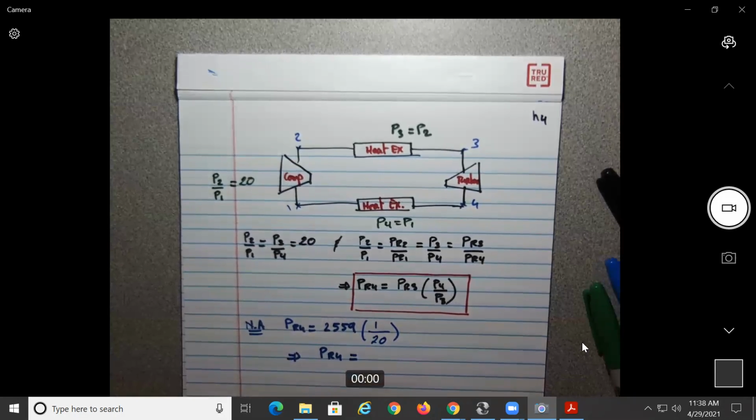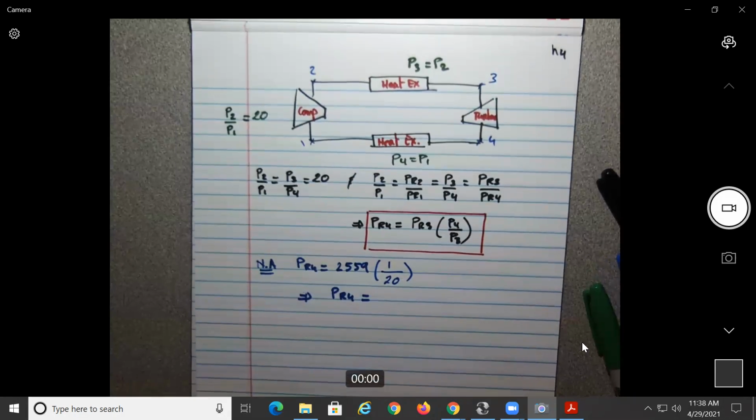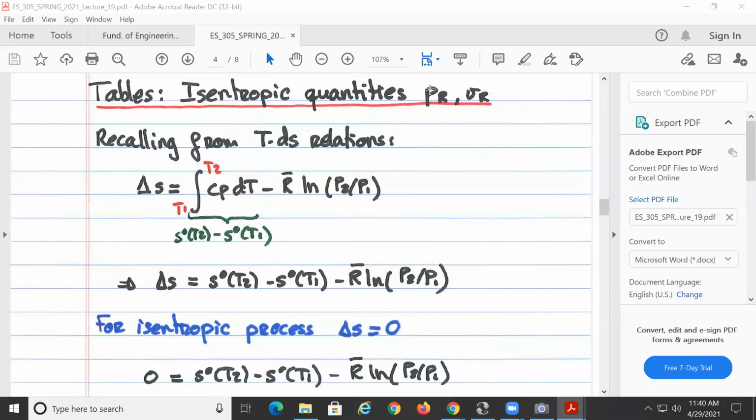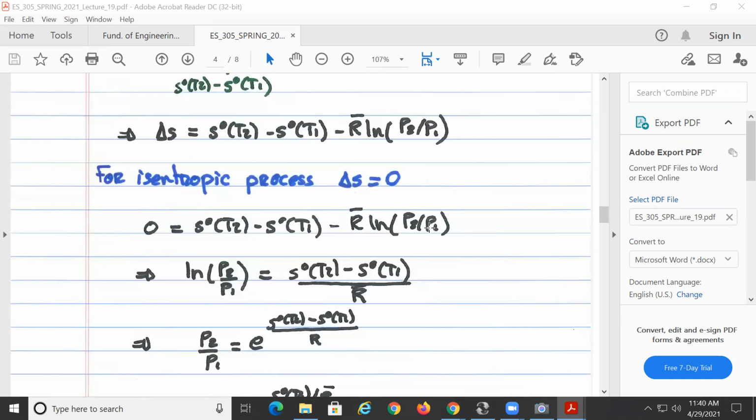So what do you get for PR4? Okay, somebody asked what is the difference between PR and P. So basically, if you remember from the change of entropy, we had this expression over here. If we are dealing with an isentropic relation, that means that the change in entropy is 0. So if you set this equal to 0 and solve, you can solve now for the ratio P2 over P1, with some basic algebra.